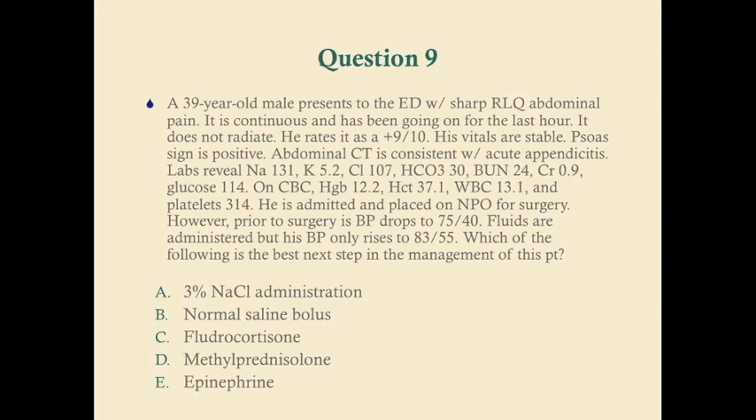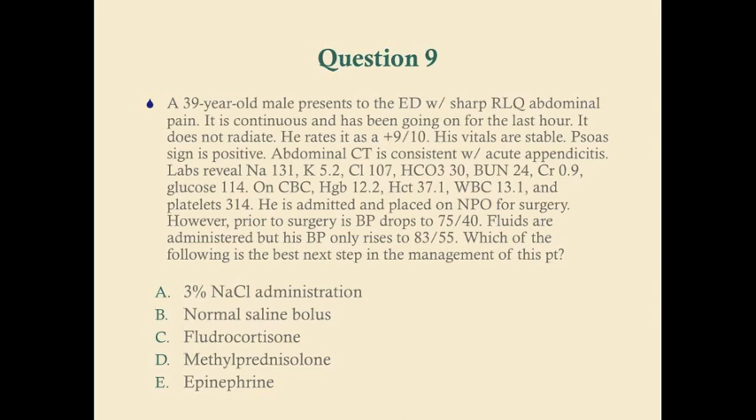However, prior to surgery, his blood pressure drops to 75/40. Fluids are administered, but his blood pressure only rises to 83/55. Which of the following is the best next step in the management of this patient? A, 3% NaCl administration. B, a normal saline bolus. C, fludrocortisone. D, methylprednisolone. Or E, epinephrine.